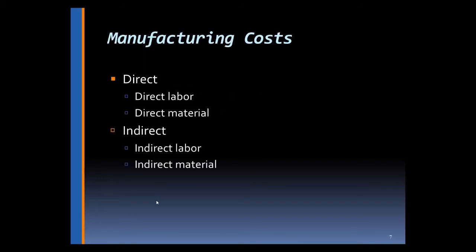Let's look at manufacturing costs in more detail. Again, the direct manufacturing costs are direct labor and direct material. Indirect manufacturing costs are synonymous with manufacturing overhead. So here we have indirect labor, which is supervision. We have indirect materials. Well, what's an indirect material?